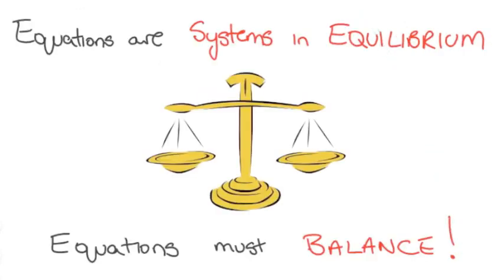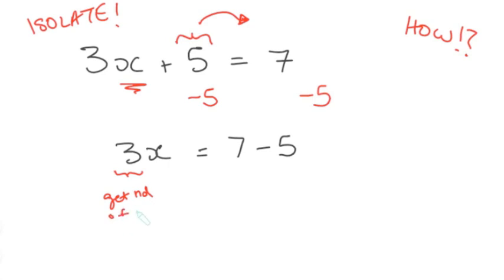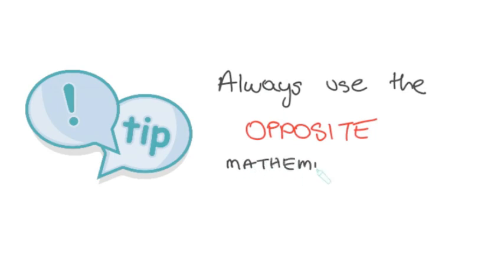But because we're dealing with systems of equilibrium, whatever we do to one side of the equation, we must do to the other, which means we'll also subtract 5 from the right-hand side of the equation. The next step would be to get rid of the 3. Since the 3 is being multiplied to the x, we'll cancel by dividing. A useful tip to remember is that we always use the opposite mathematical operation to cancel a term.